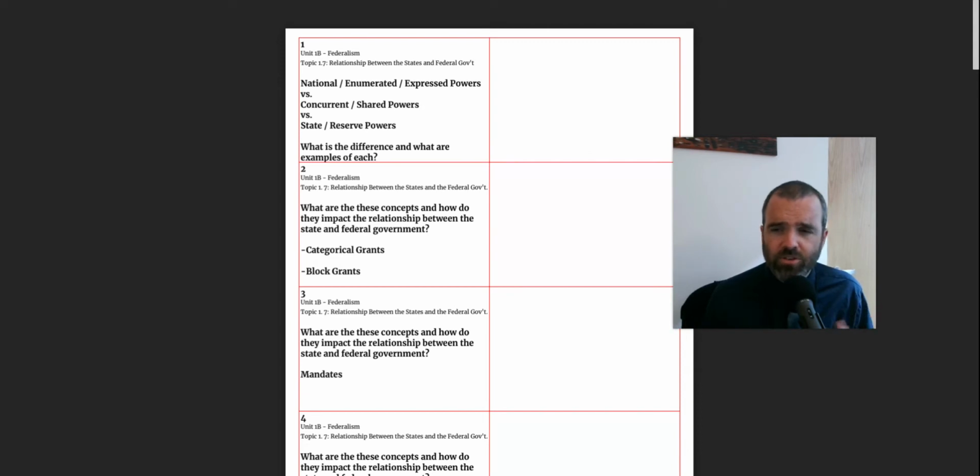And then the state powers, anything that falls under regulating the health and welfare of the citizens would be considered a state or reserved power. States run the elections. That's actually in the Constitution, that states run their own elections. So, the states have important powers too. So police powers, running elections.